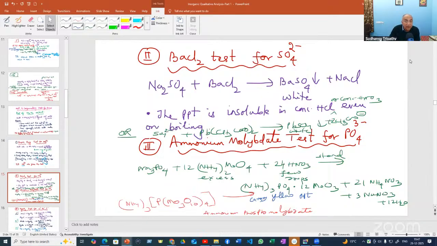Then how to test sulfate? Sulfate ion was not there in the dry test category. It is only tested in the wet test.